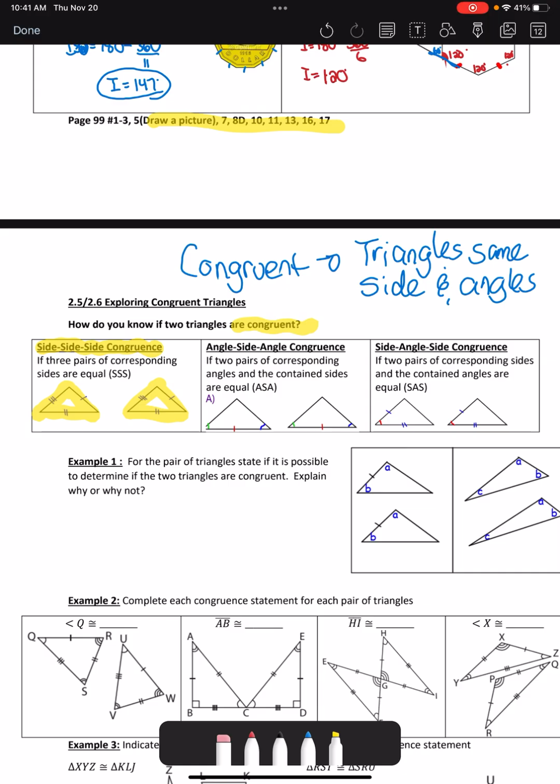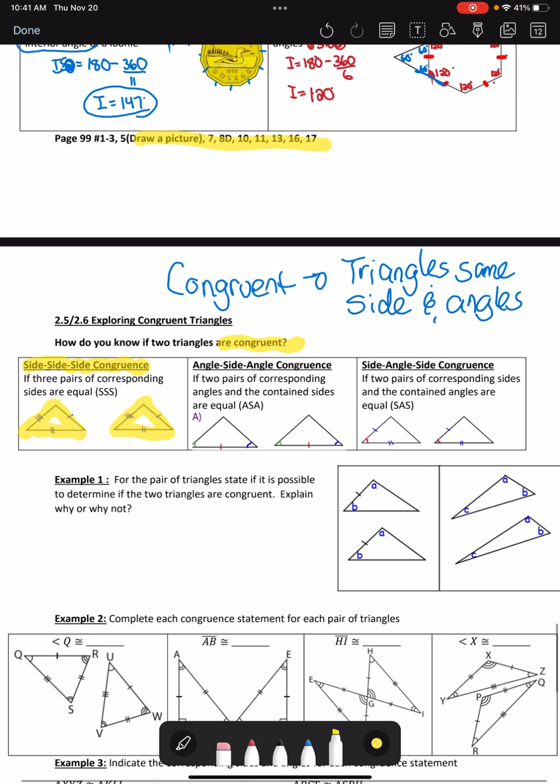So the second one would be angle, side, angle. So if two pairs of corresponding angles and the contained sides are equal, so meaning we have two angles and the side in between those two angles, if they are equal, that means that the triangles are congruent. And then the last one would be side, angle, side. So again, if we have two sides that are equal and the angle in between those two sides is also equal, that means that the triangles are congruent.